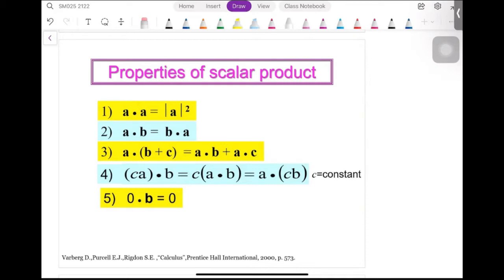For number 4, we have c as a constant. So c times (A dot B) is basically the same as (cA) dot B, and basically the same as A dot (cB). And the last one: if we have 0 dot vector B, we will get 0 as our final answer.